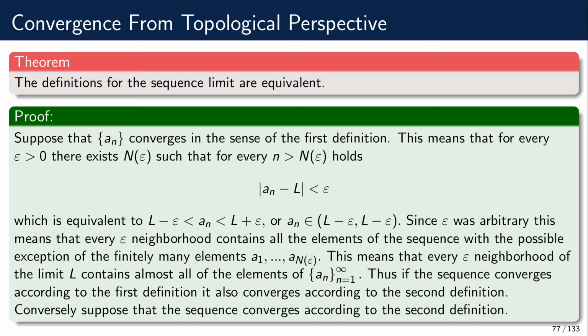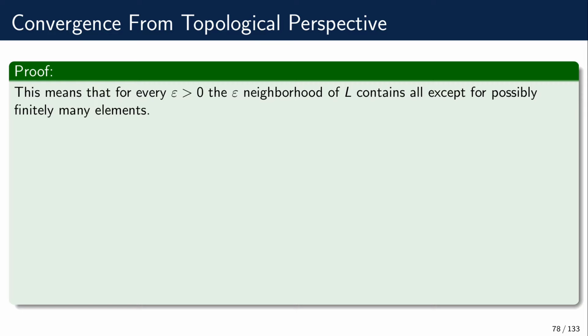And yeah, this is what I have said. So if the sequence converges according to the first definition, it also converges according to the second definition. Now suppose that it converges according to the second definition. We need to show that it converges according to the first one. So let us pick an epsilon, and let us now pick an epsilon neighborhood of L.